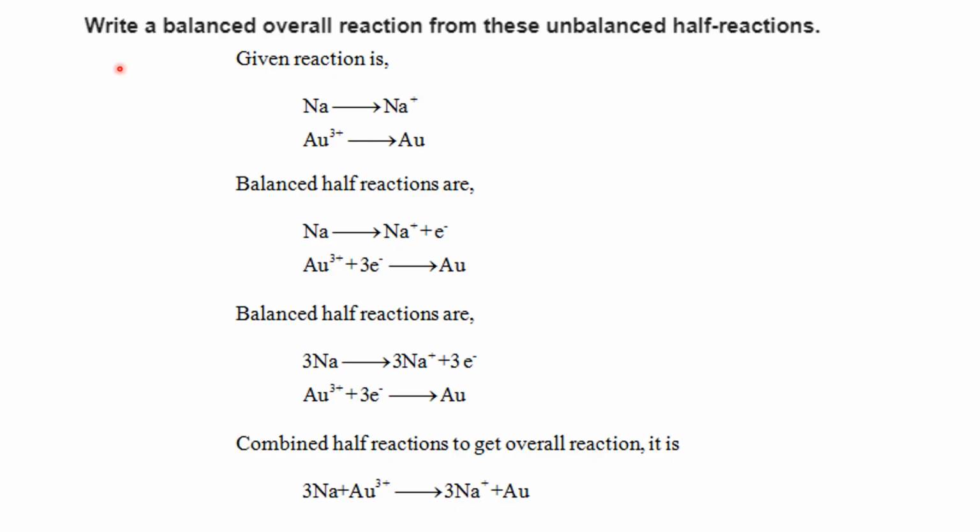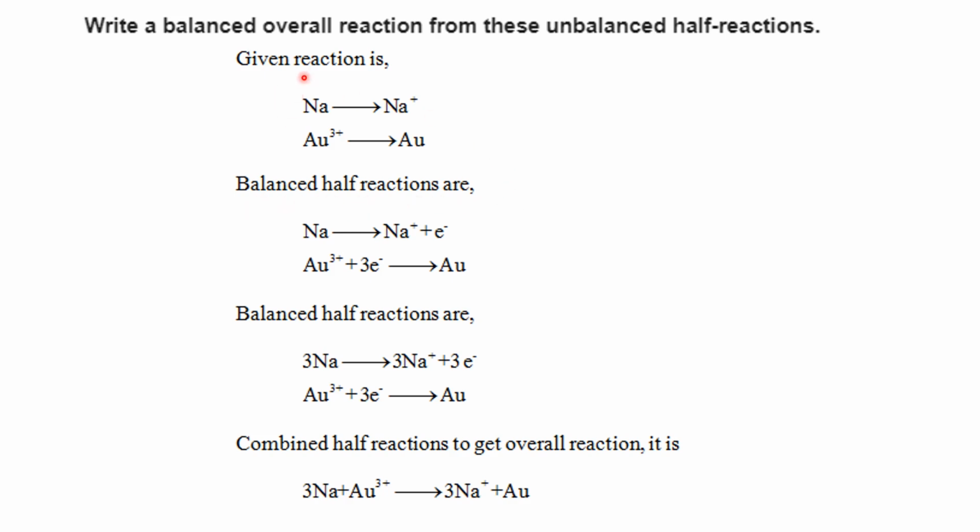Sometimes in the exam you get half ionic equations and you have to write down the complete balanced overall reaction. So let's see how we can write it down. For example, you are given these equations: Na gives Na positive and Au3 positive gives Au. Au is the gold.